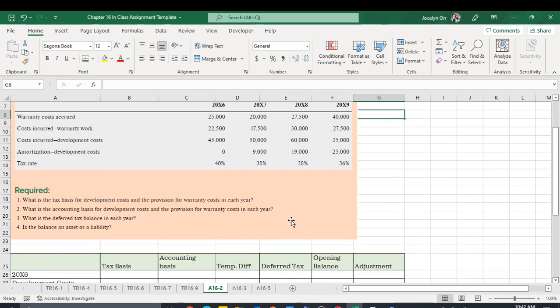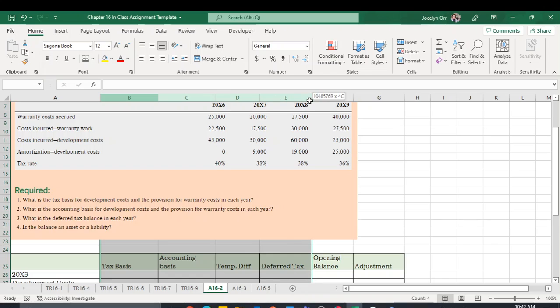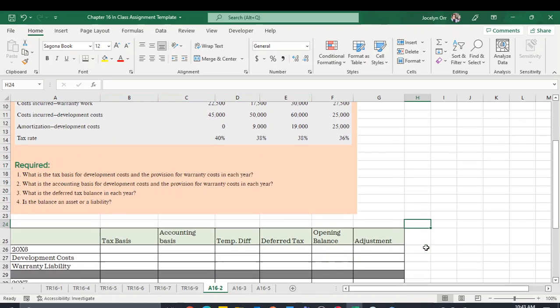We want to look at what is the tax basis for development costs and the provision for warranty costs in each year. What is the accounting basis, the deferred tax balance, and is that balance an asset or a liability? So we really could stop here after the first 4 sets of columns, but we can carry it through and finish off the chart that we're used to completing.